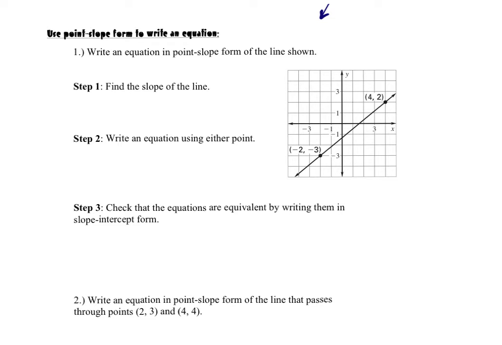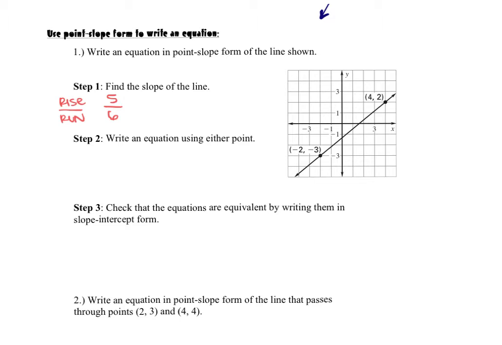When we're given a graph, we can either use it by counting the rise over the run. So here I go up 1, 2, 3, 4, 5. So the rise would be positive 5. And then I go over 1, 2, 3, 4, 5, 6. So the run is 6. And again, I know that this is a positive line because it's rising. And so I got a positive slope, which is good.